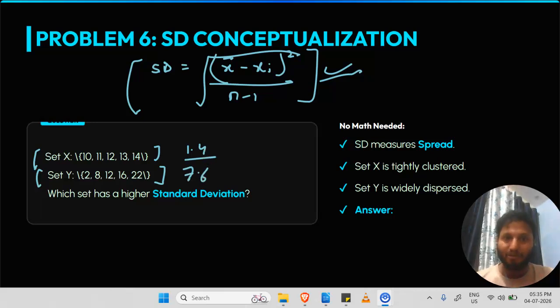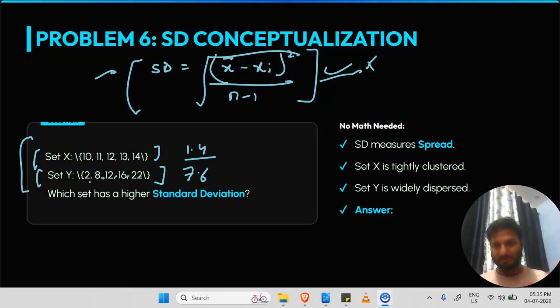But in exams, you will not do this. If this exact question is asked in the SAT exam, you will not use this formula. You can just see 10, 11, 12, 13, 14 is a compact data set. So the standard deviation is relatively less. While for set Y, see 2, 8, 12, 16 and 22, the data set is wider. So without any calculation, you can just say that data set Y is widely dispersed, so Y will have a higher standard deviation.